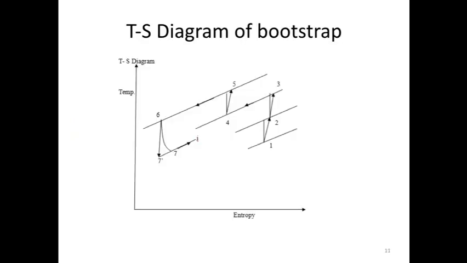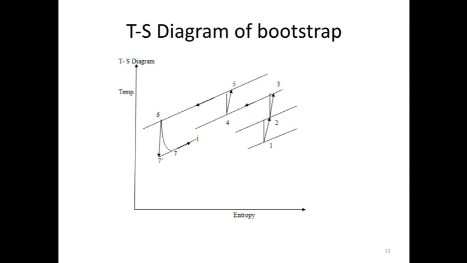Here you can see the TS diagram of the bootstrap refrigeration system. 1 to 2 is the ramming process, 2 to 3 is the isentropic compression in the main compressor, then 3 to 4 is constant pressure cooling in the first heat exchanger. Then in the secondary compressor the pressure and temperature increase from 4 to 5. Then 5 to 6 takes place in the secondary heat exchanger, where constant pressure heat rejection occurs.